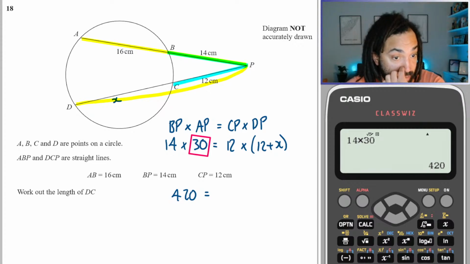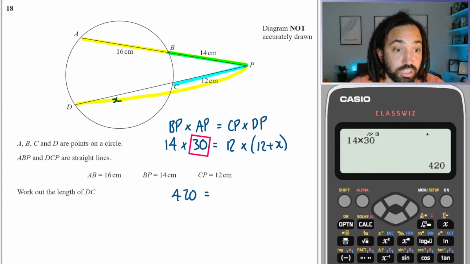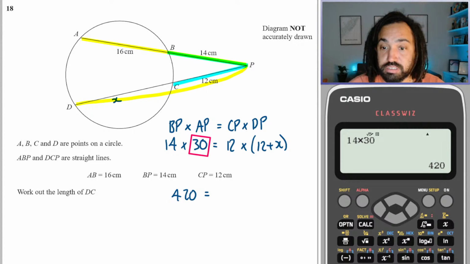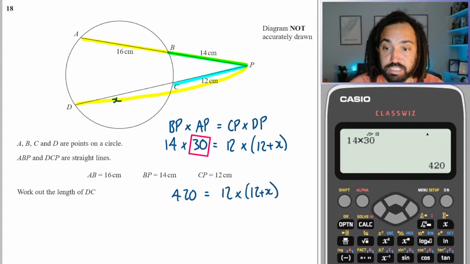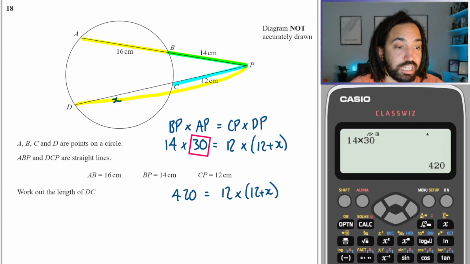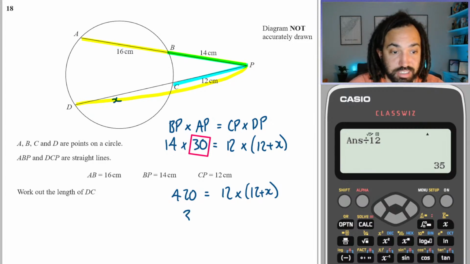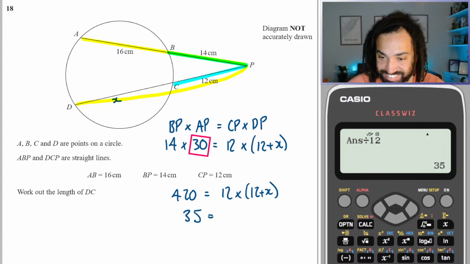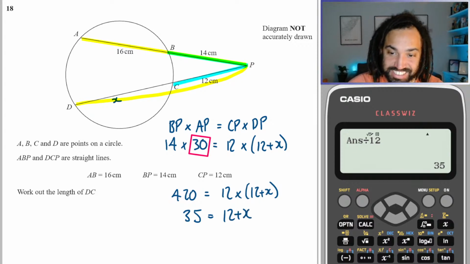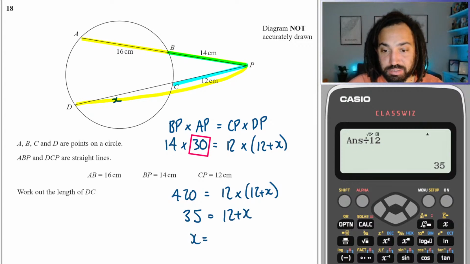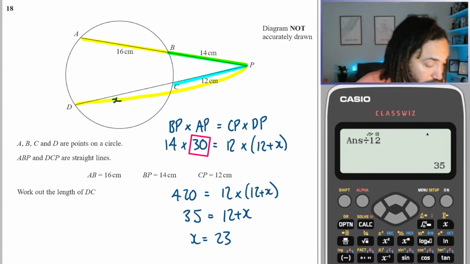Fred. Thank you very much, Fred. And that's 12 multiplied by 12 plus x. So we're going to divide that by 12. We're going to get 35. So that's going to give me x is equal to 23.